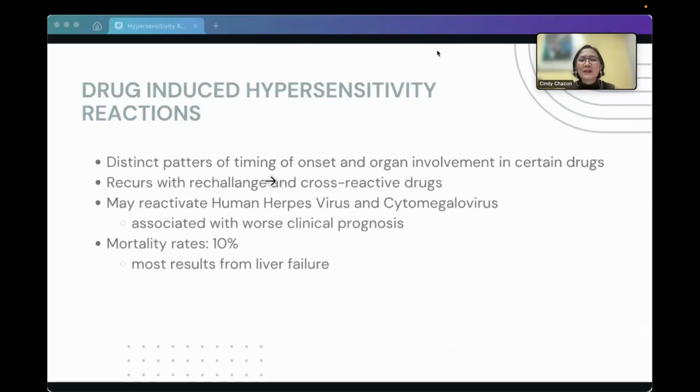DIHS have distinct patterns of timing of onset and organ involvement in certain drugs. For example, allopurinol will classically induce DIHS with renal involvement, cardiac, and lung involvement.